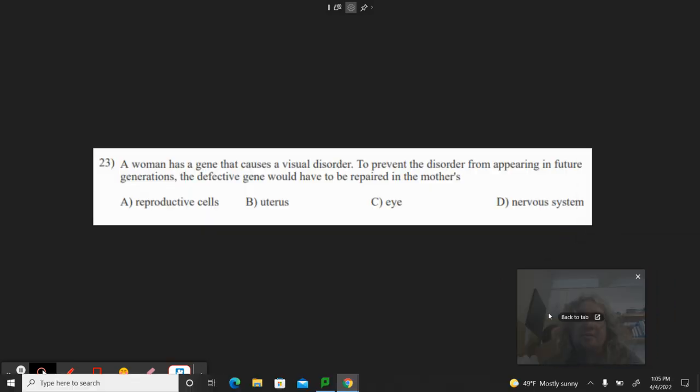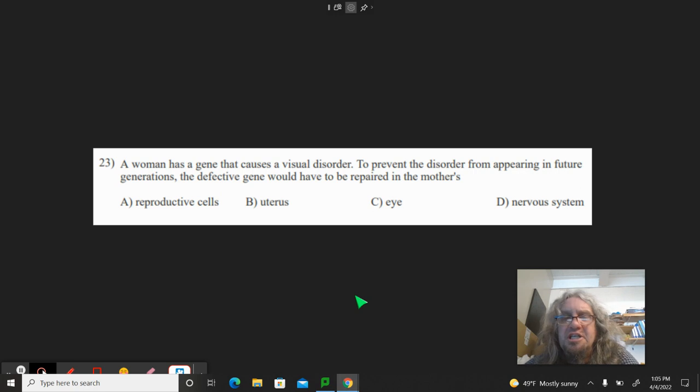Question 23. A woman has a gene that causes a visual disorder. To prevent this disorder from appearing in future generations, the defective gene would have to be repaired within the mother's A, reproductive cells, B, uterus, C, eye, D, nervous system.